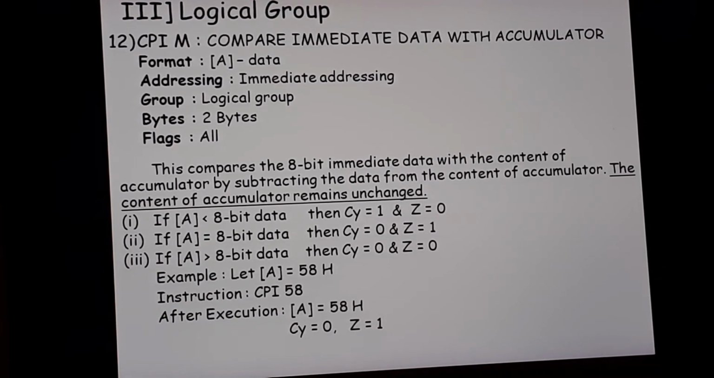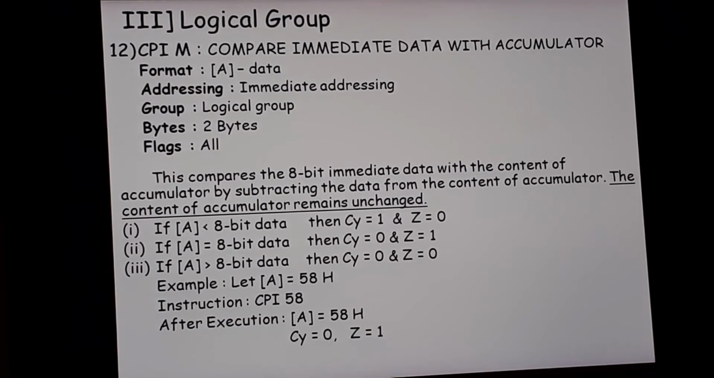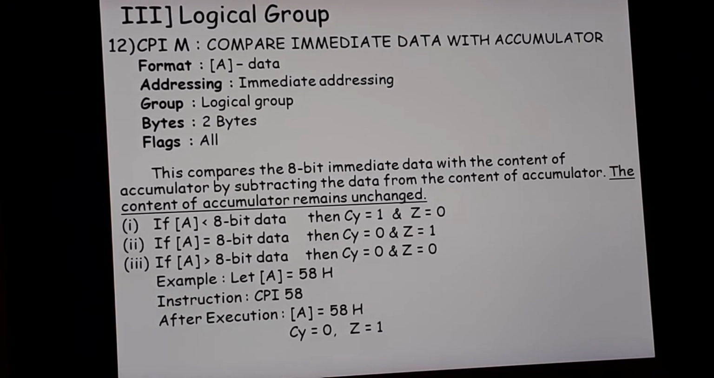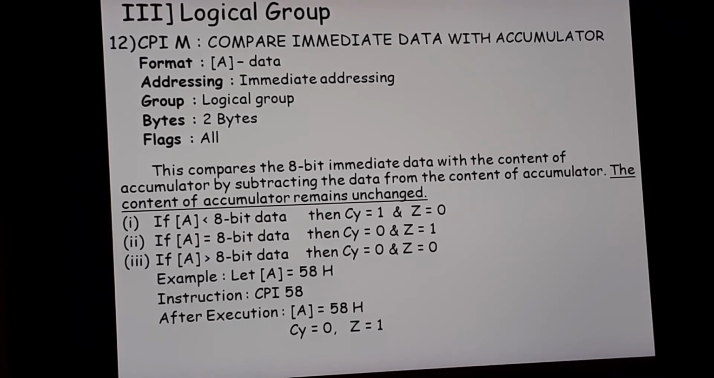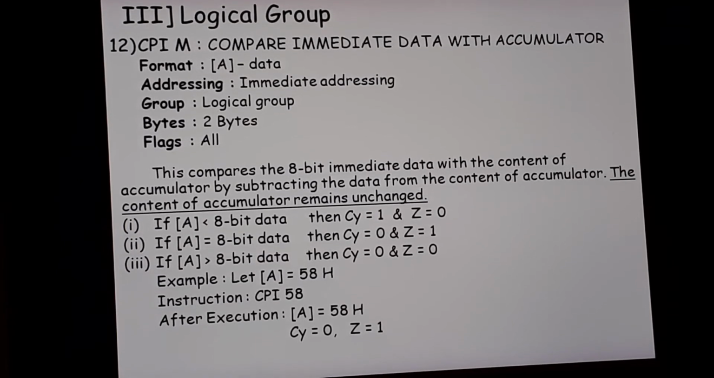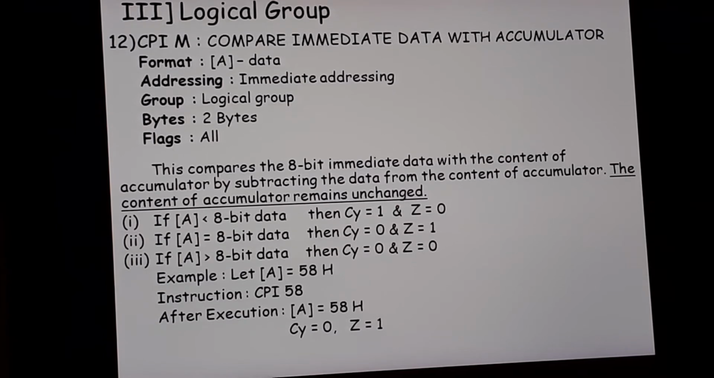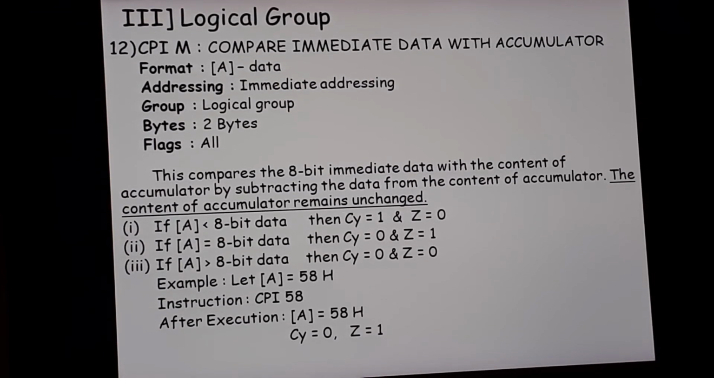First rule is A less than 8-bit data, CY is equal to 1. Rule number 2, if A is equal to 8-bit data, then Z is equal to 1. Rule number 3, if A is greater than 8-bit data, then CY and Z both are equal to 0. Okay. Now let us see the example.